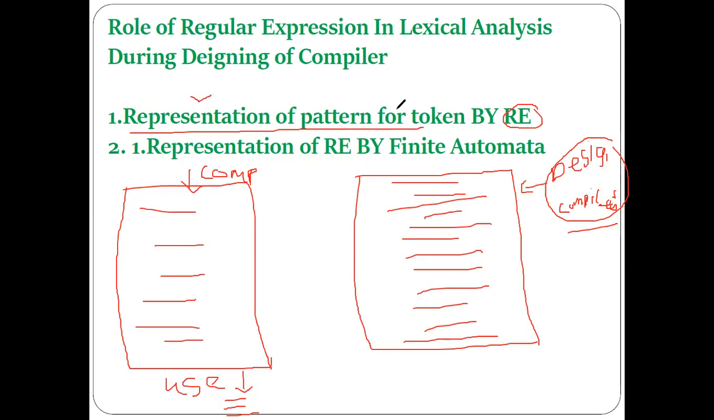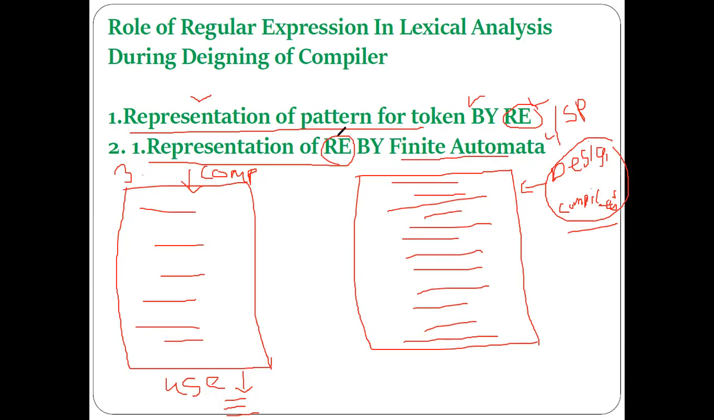Describing or representing the pattern for a token by a regular expression. That is the first thing. And the second thing is describing or representing your regular expression by finite automata. So when the system programmer is designing and developing your language translator, such as a compiler, he has to follow these two important steps. There is a third step also, that is simulation of finite automata. Don't worry about that third step here, just focus on the two steps.